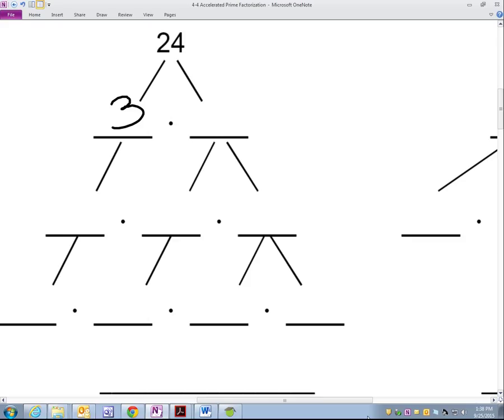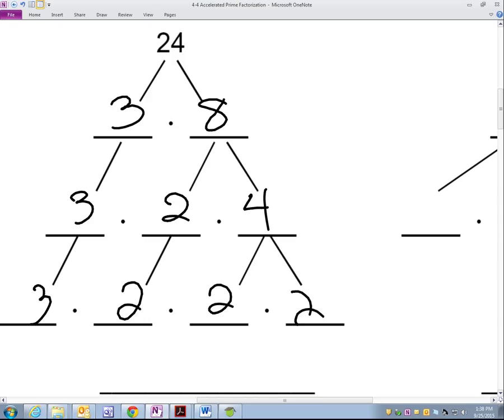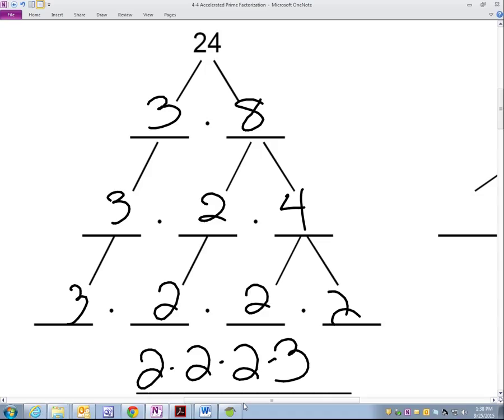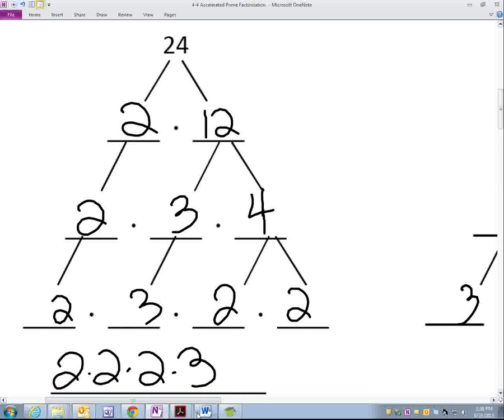Now we're going to go 3 times 8. Okay, so that's going to be 2 and 4. So 2 is here, 2 is here, 2 is here. And once again, we put them in order, 2 times 2 times 2 times 3. I could see that if I were to turn around rather than shouting out when I'm speaking. 2 times 2 times 2 times 3 is the same as we just had over here.